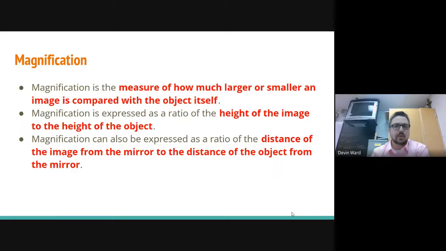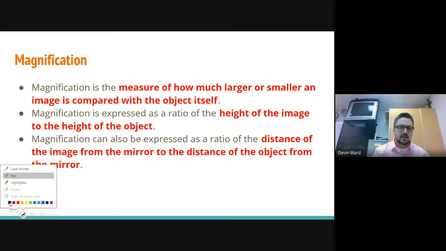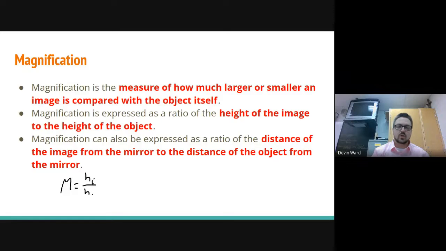And I forgot to put in the formula here, didn't I? Shoot. Okay, so I think you have some space there. So the formulas are either magnification equals HI over HO, the height of your image over the height of the object, or M for magnification equals DI over DO, distance of the image to the mirror over the distance of the object to the mirror.